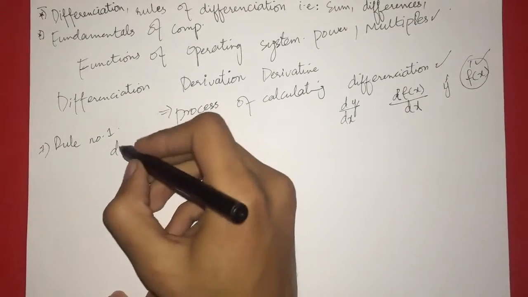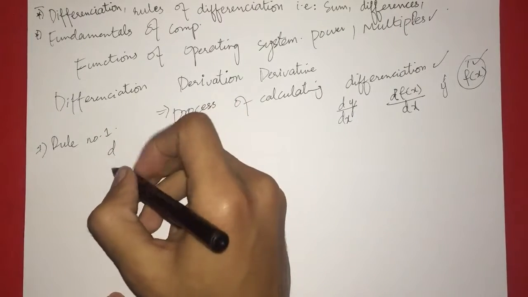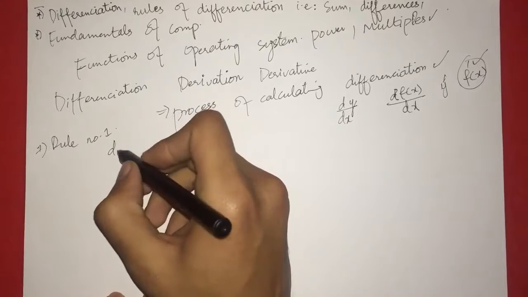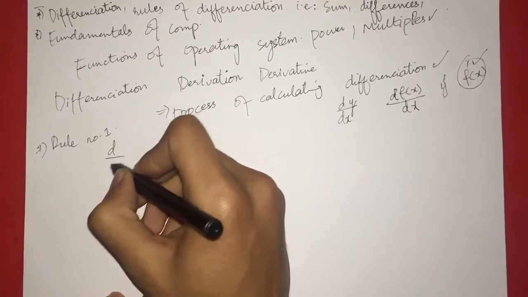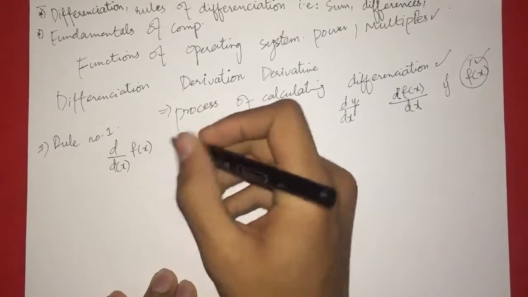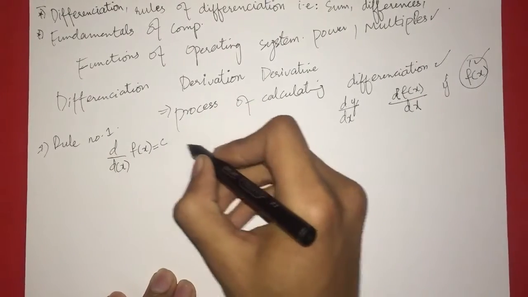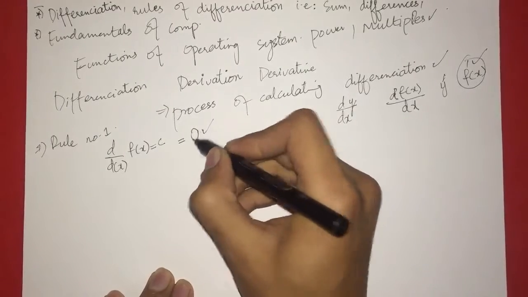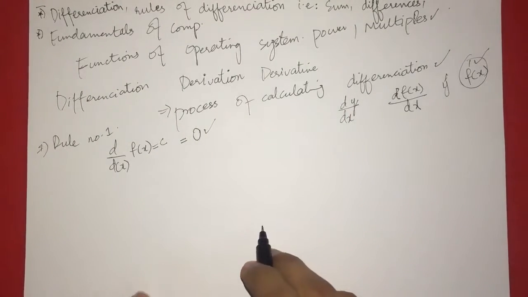So rule number one is the derivative of any constant. d by dx of f of x, where f of x equals any constant, is equal to 0. That is rule number one.